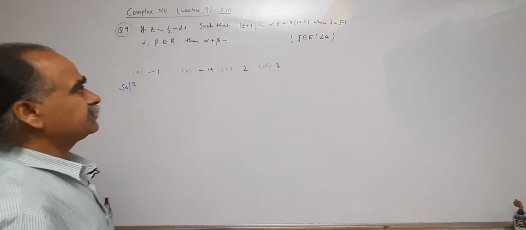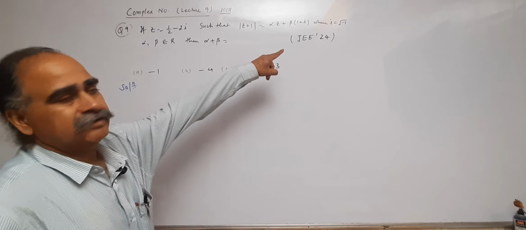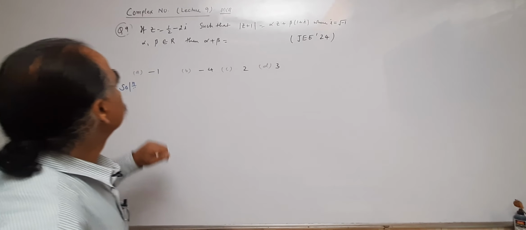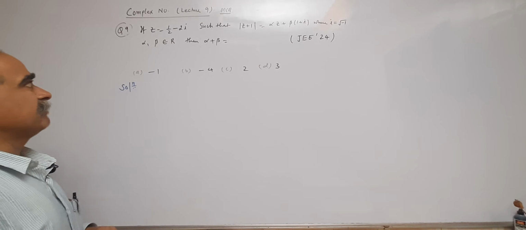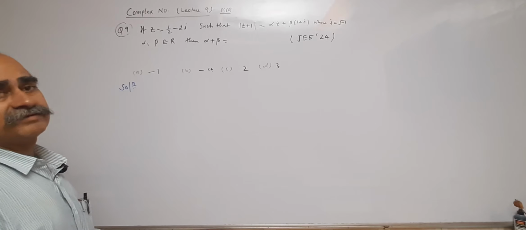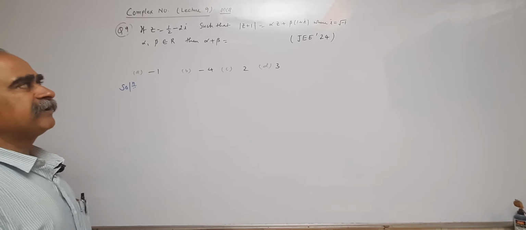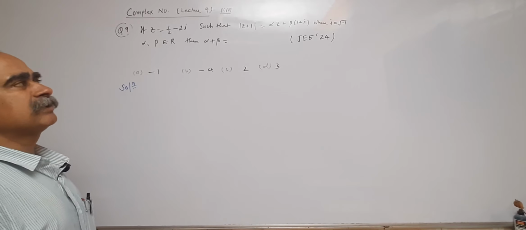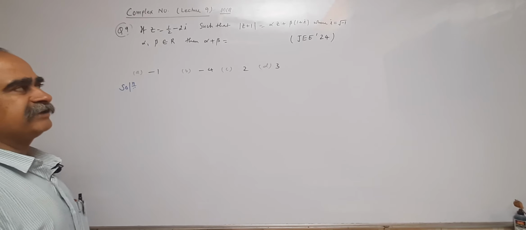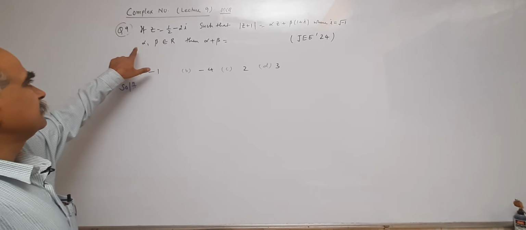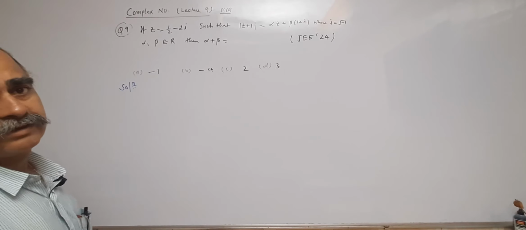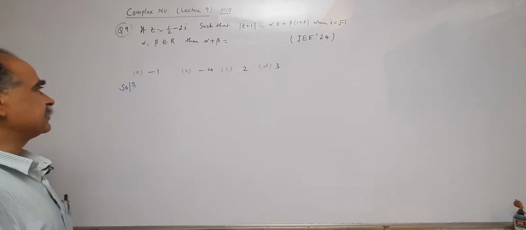Next problem is what? From JEE Main 24. If z is what? 1 by 2 minus 2i, such that modulus of z plus 1 is equal to alpha z plus beta into 1 plus i, where i is what? Square root of minus 1, alpha beta belongs to R, then we have to find out alpha plus beta.